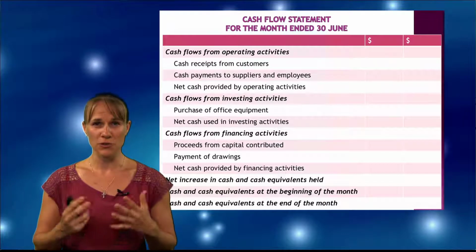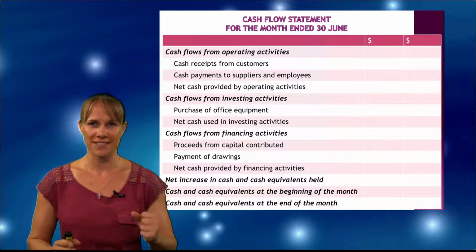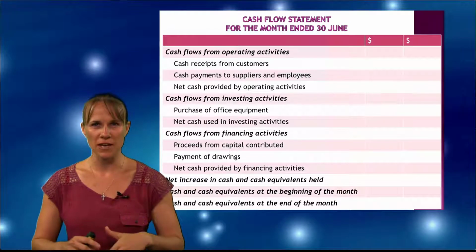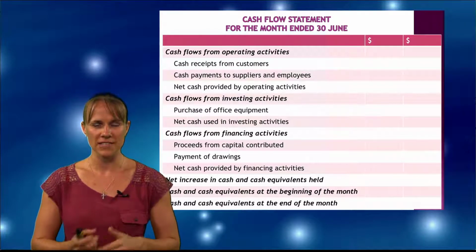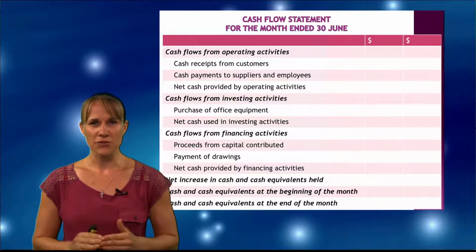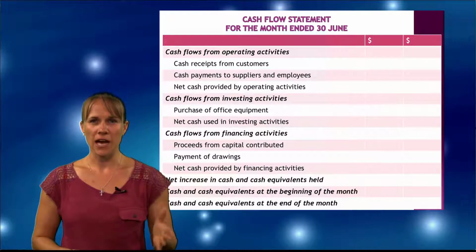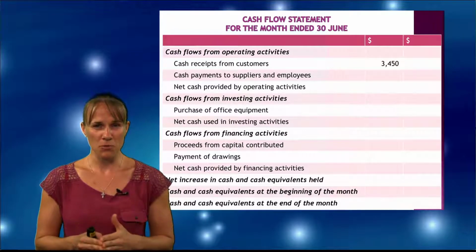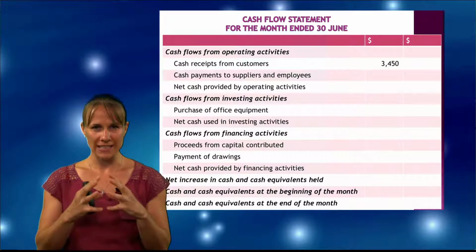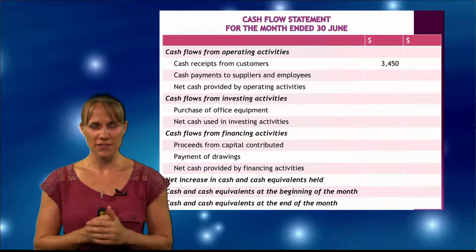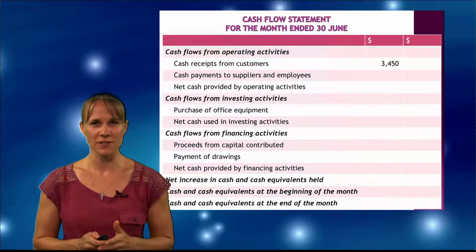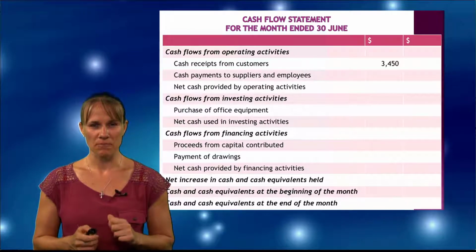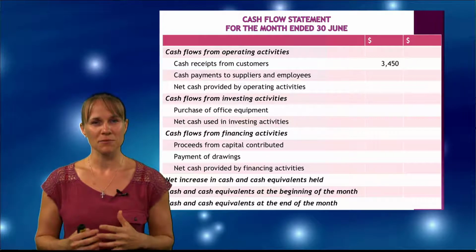So now moving on to the cash flow statement itself. You can see up the top there, we have our cash flow from operating activities, your first line item, cash receipts from customers. Again, referring back to your table, all those items that we classified as operating, all the positives, we add them together, we get $3,450.